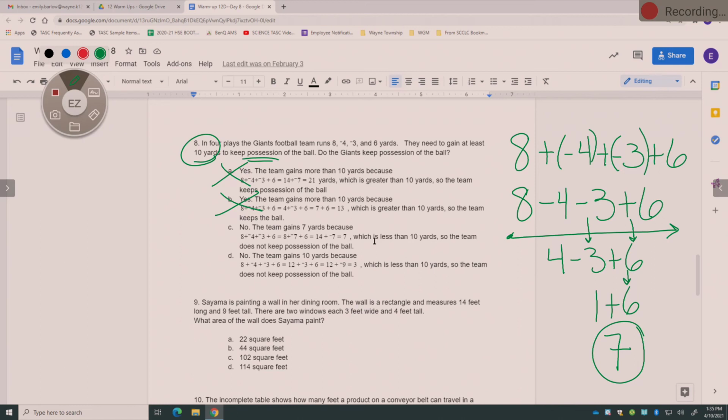So letter C, no, the team gains 7 yards because 8 plus negative 4 plus negative 3 plus 6, and then they're just mathing it out, right? They get to 7, which is less than 10 yards. C is our answer.